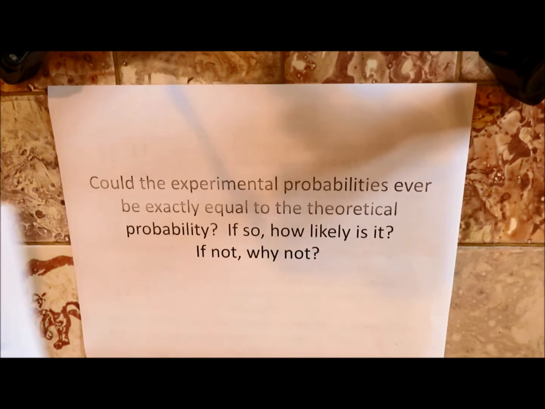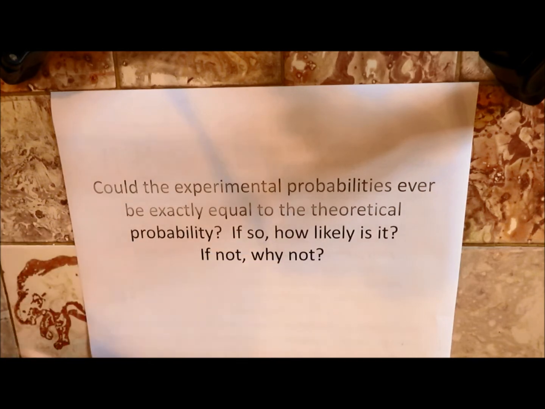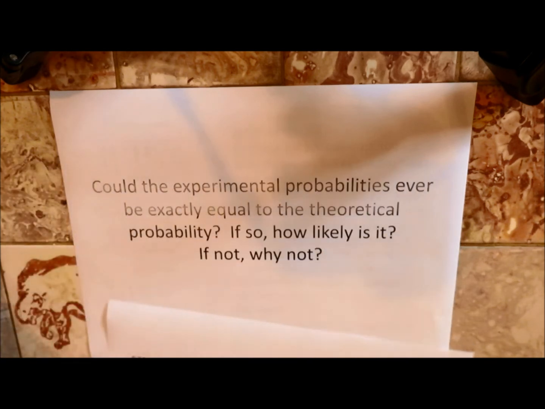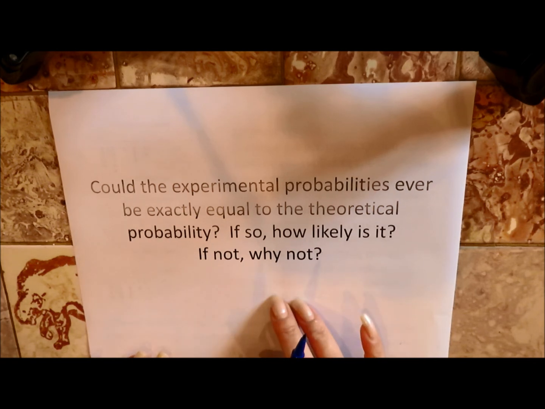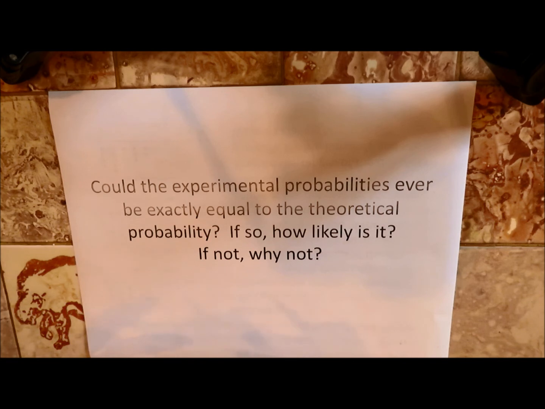Now, if we look at the experiment we just did, the experimental probability for rolling a 3 was the same as the theoretical probability for rolling a 3. So it can happen. How likely is it to happen? Not very likely. And the reason why is because we're actually doing a real world experiment. We can't control it and make it perfect every time.